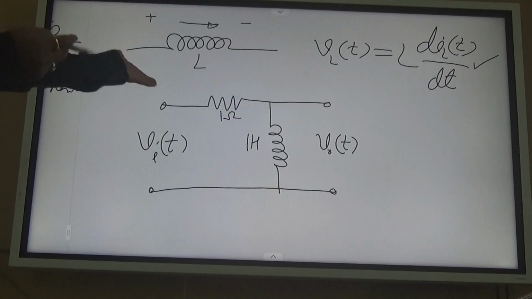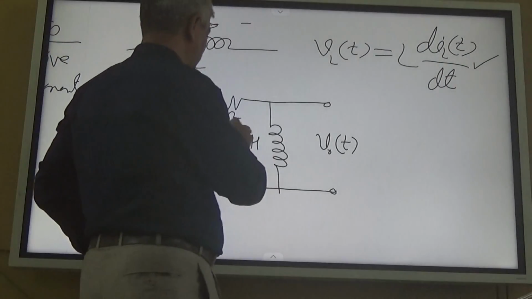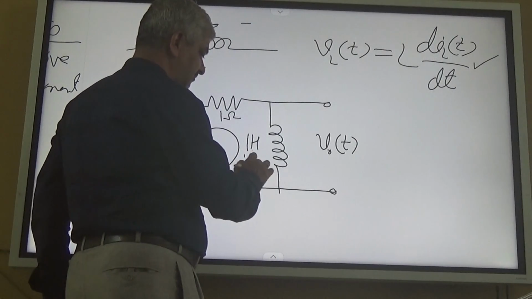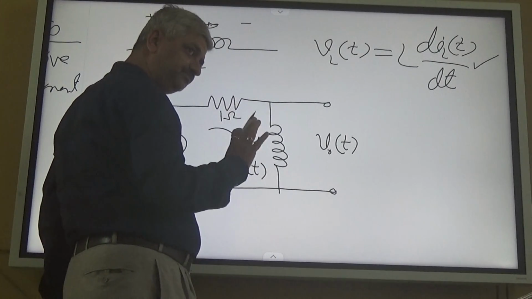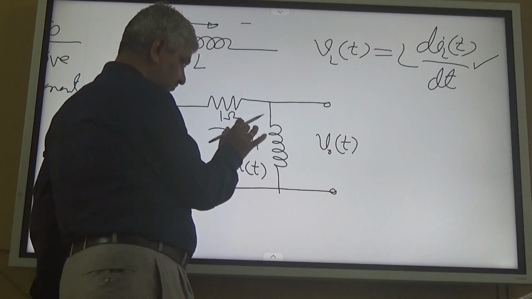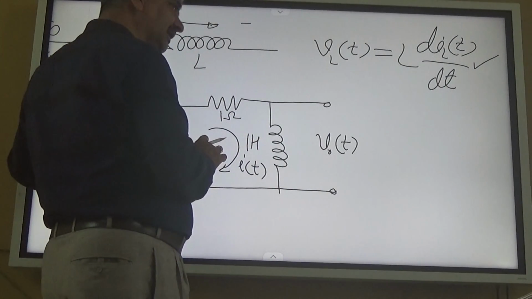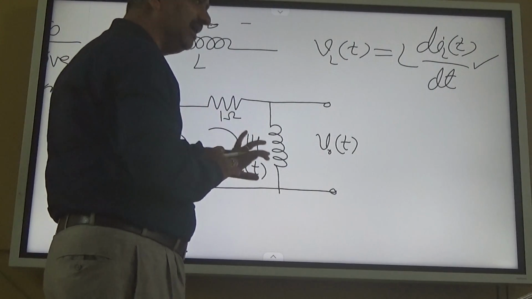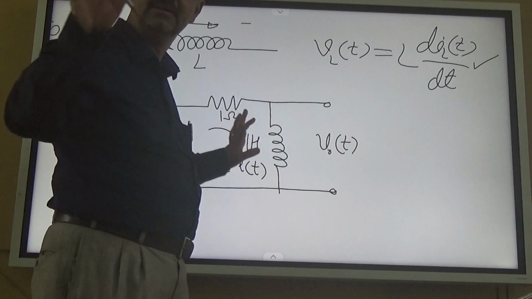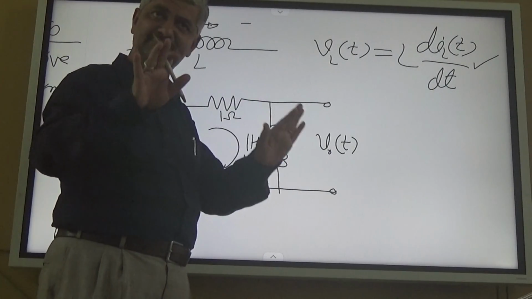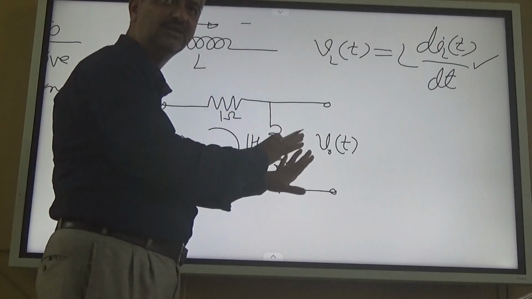Vo(t) is given, Vin(t) is given, so it's a series circuit, so i(t) is common. Whatever i(t) is through the resistor, the same is through the inductor. And by Kirchhoff's mesh law, Vin(t) is equal to VR(t) plus VL(t), but VL(t) is Vo(t), right?